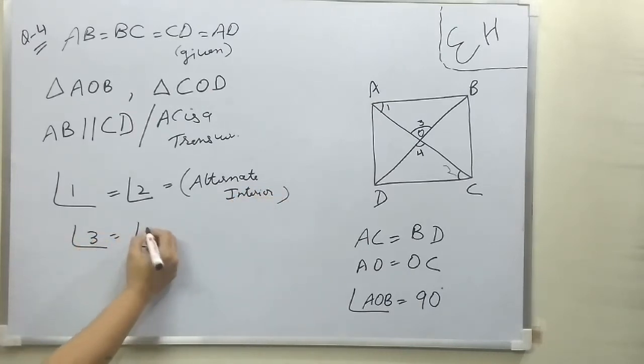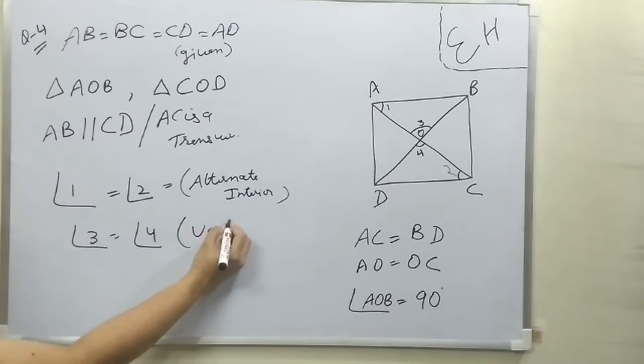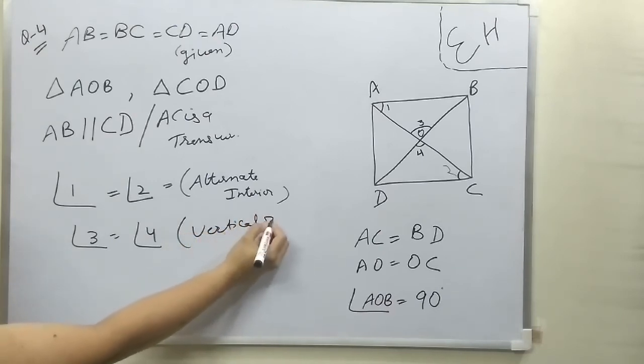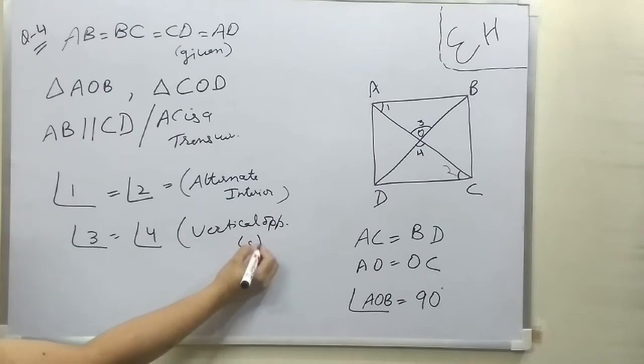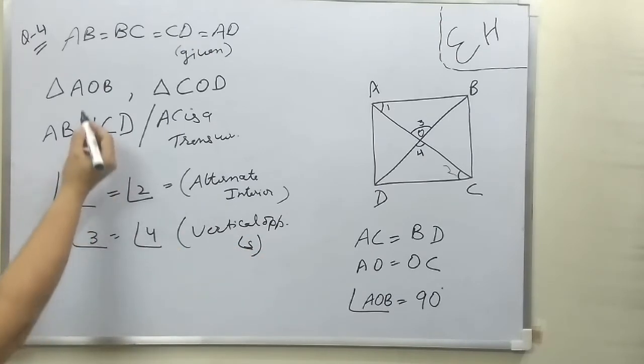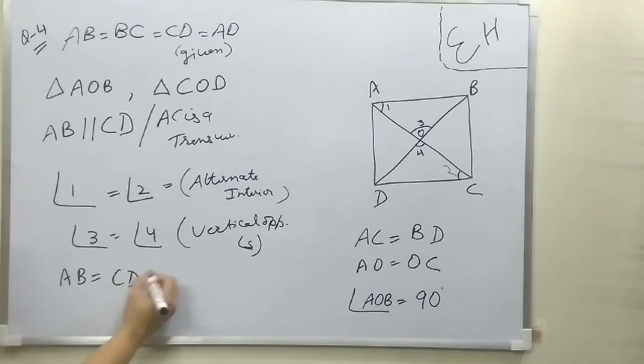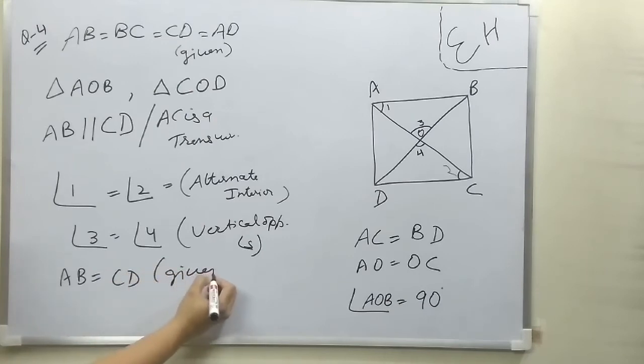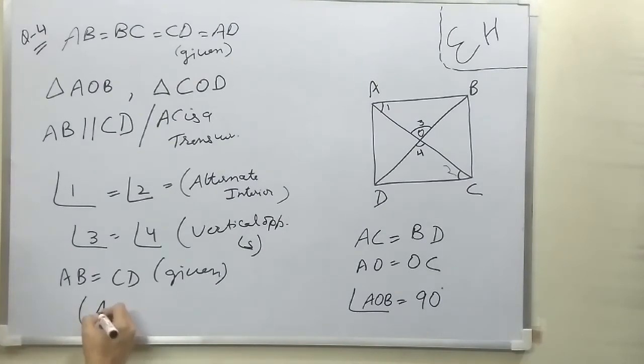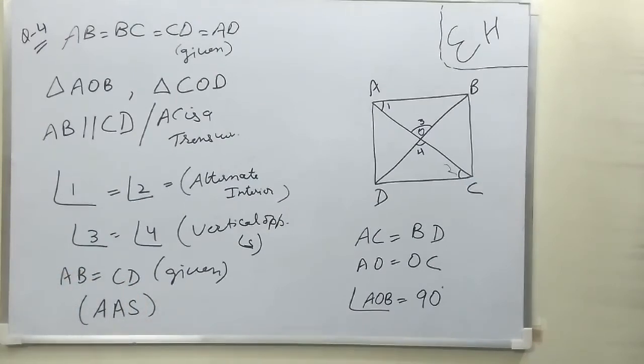Angle 3 is equal to angle 4, vertically opposite angles, and AB is equal to CD, given. So now triangles are congruent by which rule? Angle angle side, AAS rule. Triangles are congruent.